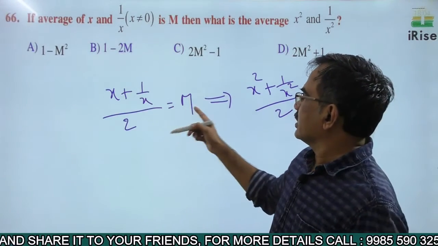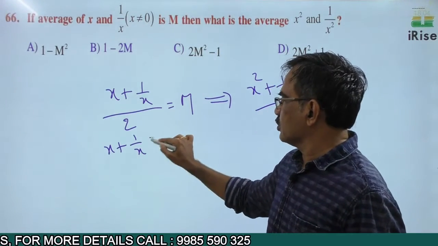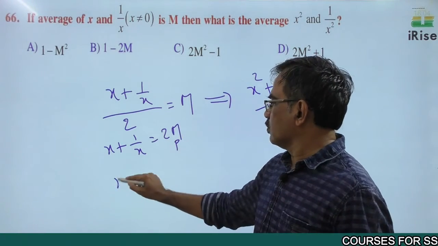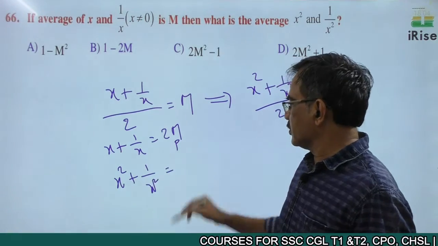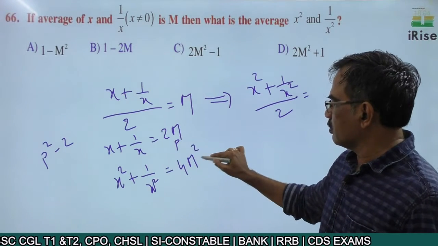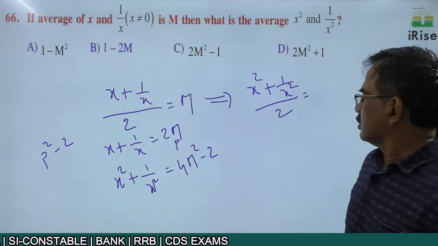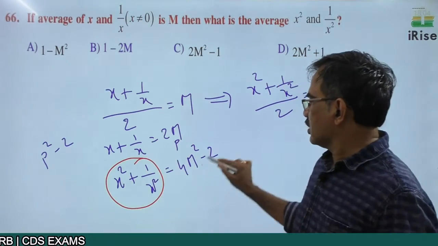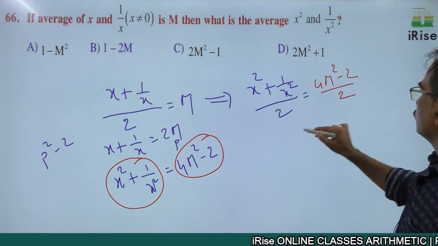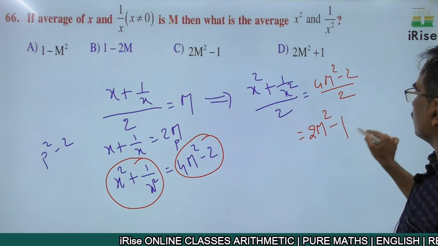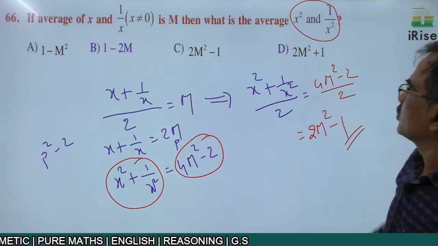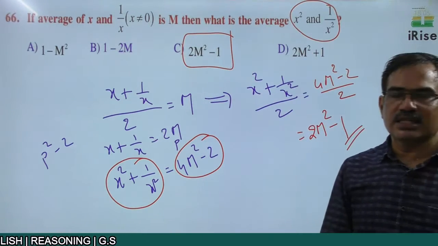x plus 1 by x is equal to 2m. Consider this as p. If x plus 1 by x is p, what is x square plus 1 by x square? The formula is p square minus 2. P square is 4m square, minus 2. So x square plus 1 by x square is 4m square minus 2, divided by 2. So the answer is 2m square minus 1. That is the average of x square and 1 by x square. 2m square minus 1 is the answer for this question.